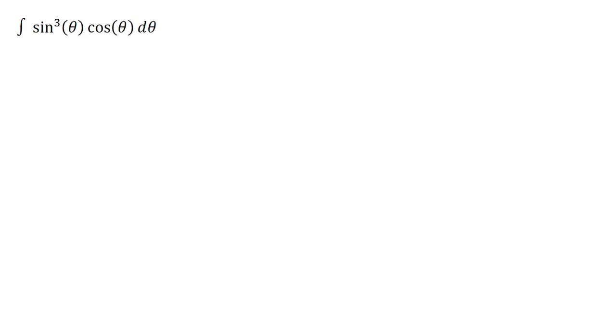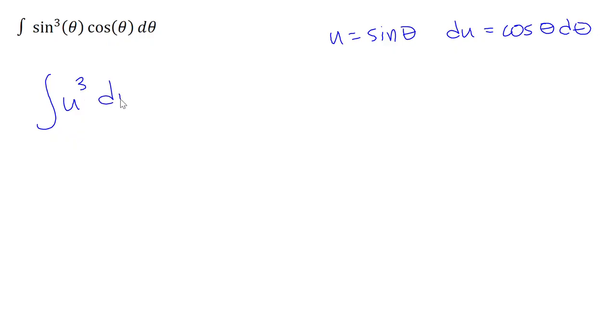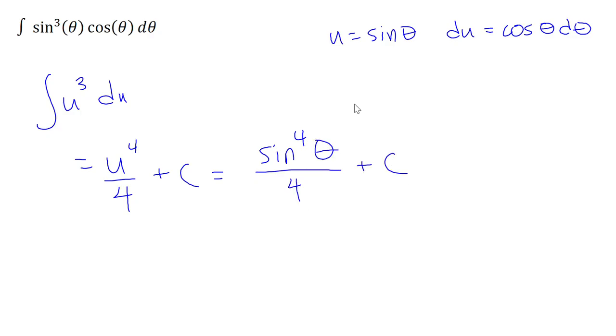All right, this one's going to be kind of similar. We've got sine cubed of theta times cosine of theta. Well, we know that the derivative of sine is cosine. So if we just let u equal sine theta, then du can be cosine theta d theta. And if we do that, we replace the sine with u, so this becomes an integral of u cubed. And then the cosine theta d theta is just du. So we're just integrating u cubed du, which would be u to the 4th over 4 plus a constant. And just replace the u with sine. It's now sine to the 4th of theta over 4 plus that constant.